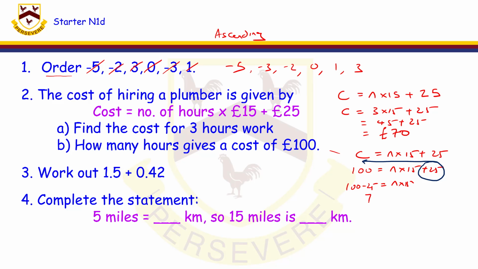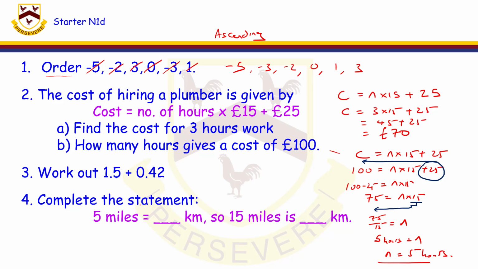So that's 75 is equal to n times 15. And then to get the n on its own, we use the escalator. So the 15 goes down the escalator under the 75, leaving us with 75 divided by 15 equals n. So n is going to be equal to 5 hours. Or n equals 5.